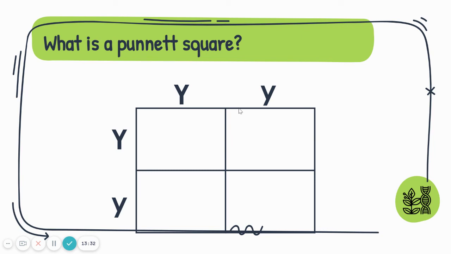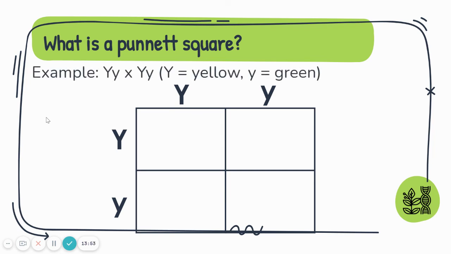So we have our two parents here. One parent is big Y, little y. So we separate those, one on top of each column. The other parent is also big Y, little y. So we separate those, one for each row. Right, so like these on the side might represent mom and the top might represent dad. We would show this as like a genetics problem as big Y, little y times big Y, little y. In this particular example, big Y is representing the trait for yellow, little y is representing the trait for green.